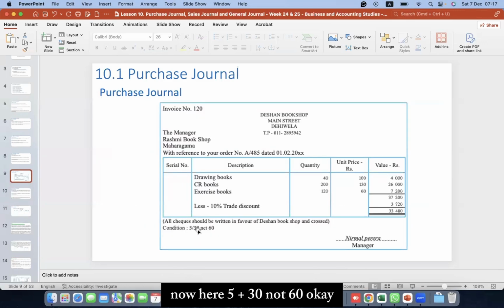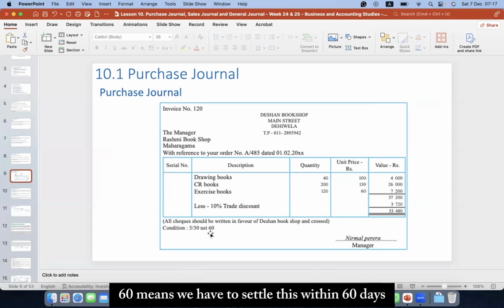Okay. Now here 5/30 net 60. Okay. 60 means you have to settle this within 60 days.